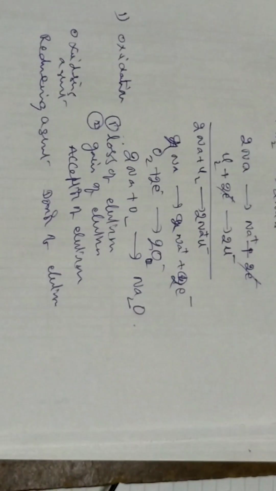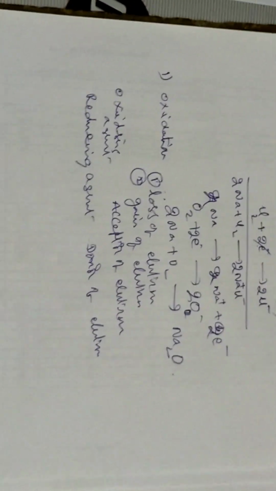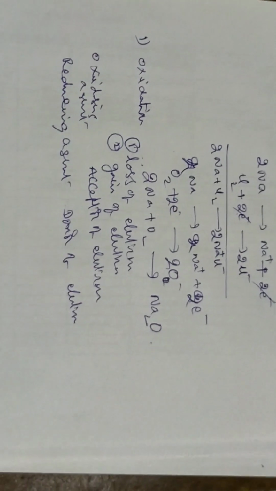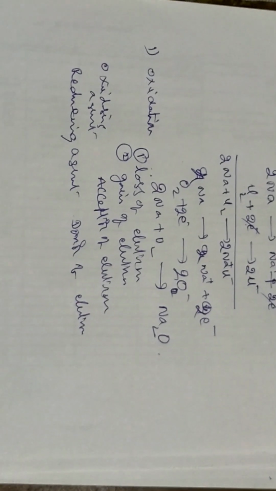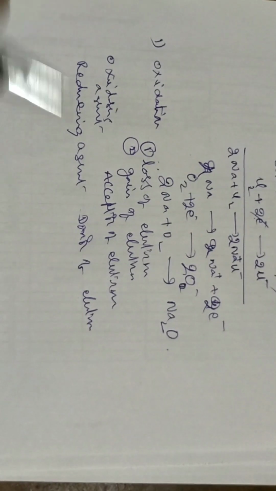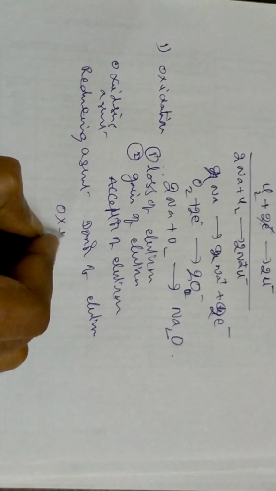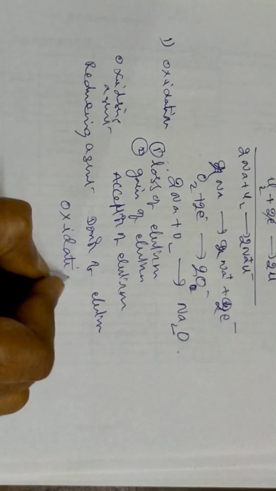Now, there are competitive electron transfer equations, particularly for the Daniell cells, galvanic cells, and all these things, that we will deal with separately. Now one more concept will start, that is called oxidation number.